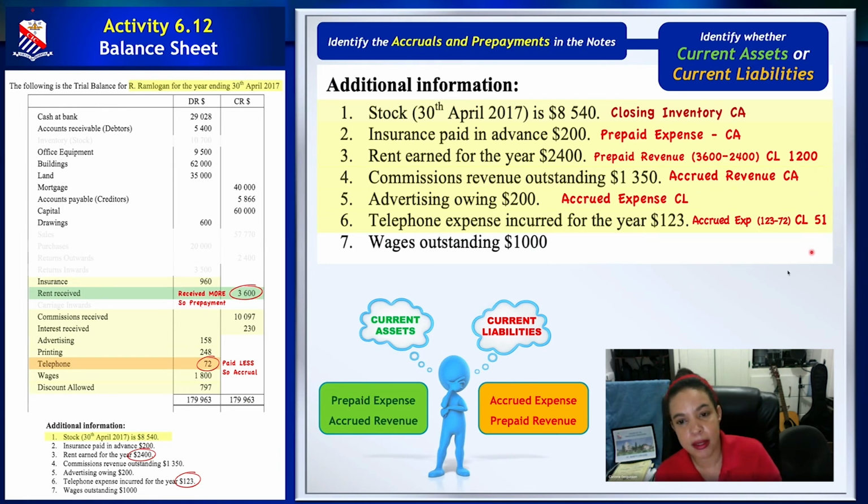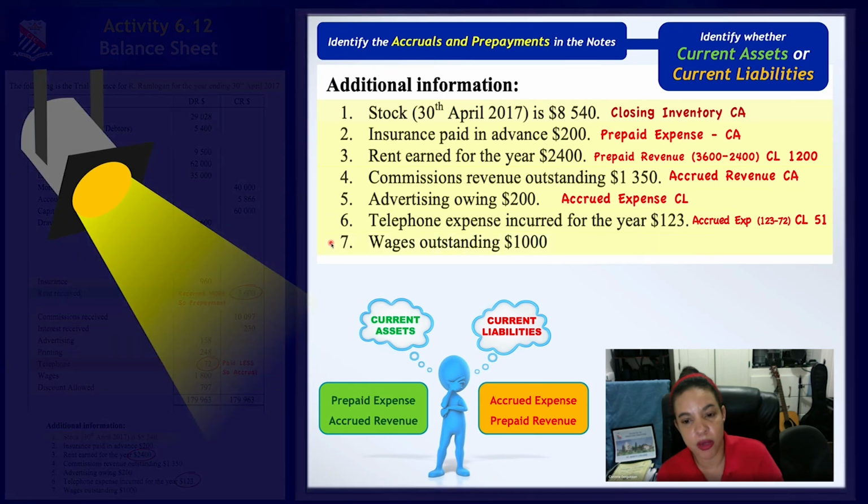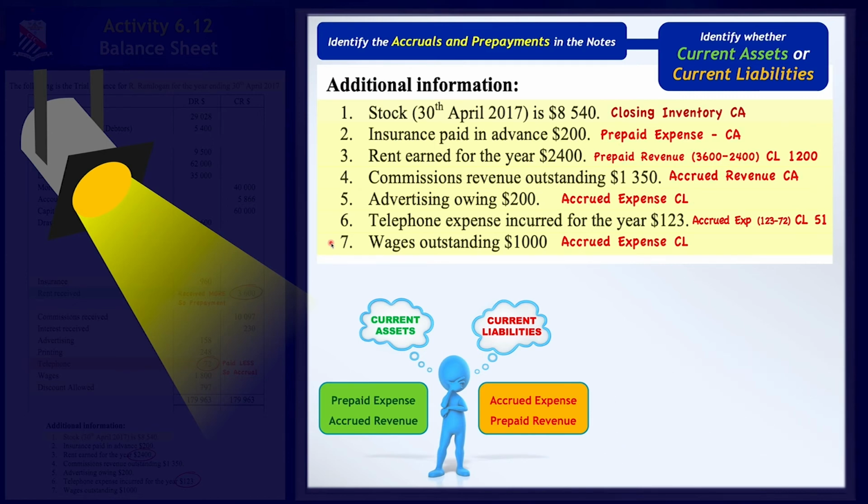And our last note, which would be wages outstanding, you have $1,000 and outstanding is accrued. Wages is an expense, so you have an accrued expense, which is a current liability. So looking at this, we have this time 2 current assets and we have 4 current liabilities.